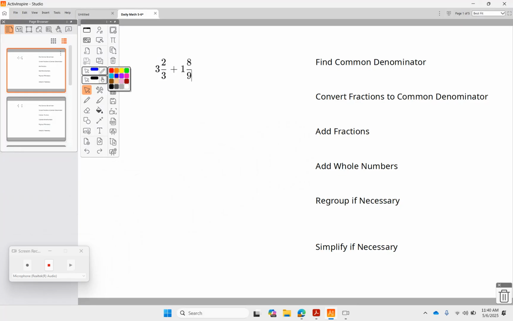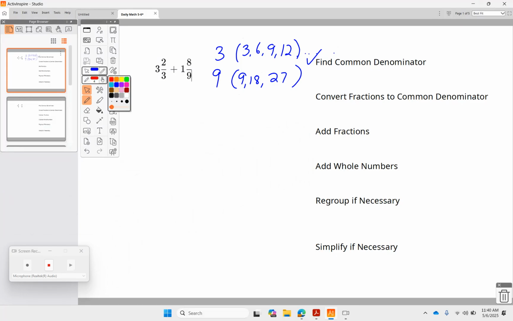So the first thing we have to do is find a common denominator. So our denominators are 3 and 9. So we're going to make a multiples chart for both those. So multiples of 3 are things like 3, 6, 9, 12, etc. And multiples of 9 are things like 9, 18, 27. We want to find the one that is in common that has the least value. So that's going to be 9.